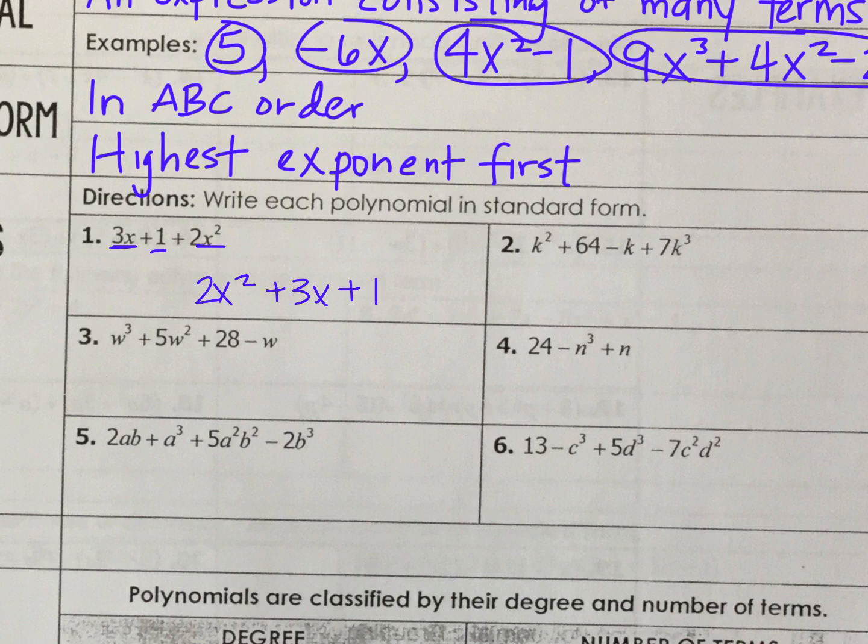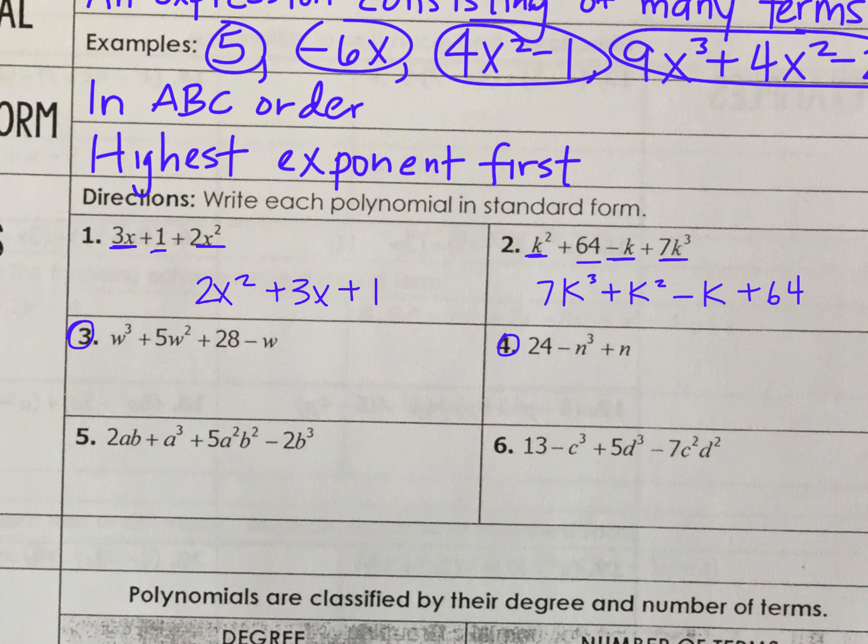We're not doing any math, we're just putting them in the right order. When I look at number 2, I see that 7k to the third is the biggest exponent, then k squared. Keep that minus with the k, minus k plus 64. I'm just putting them in order. I would like you to do 3 and 4 by yourself and show them to me, and then I'm going to do 5 and 6.